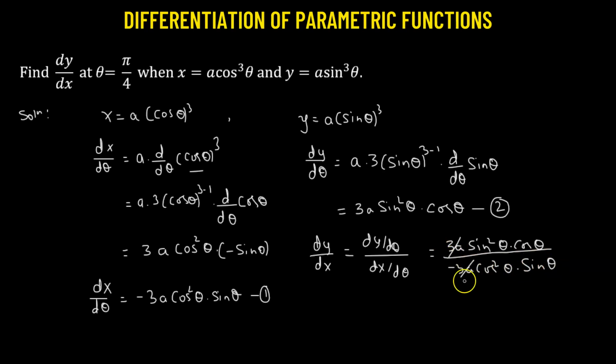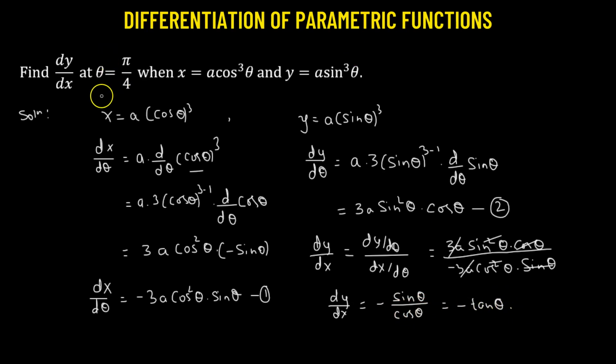So we have 3a and 3a cancelling out from the numerator and the denominator. One sine theta from the denominator and one from the numerator goes away. One cosine theta from the numerator and one cosine from the denominator goes away, which leaves us with sine theta over negative cosine theta. So the derivative of y with respect to x is given by negative, let me write it down, sine theta in the numerator and cosine theta in the denominator. This is simply equal to negative tangent theta.